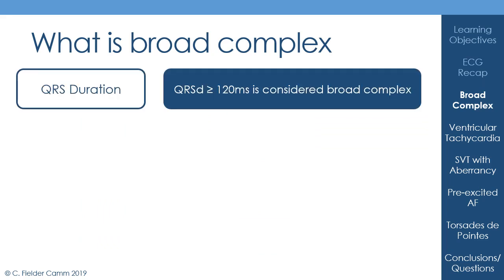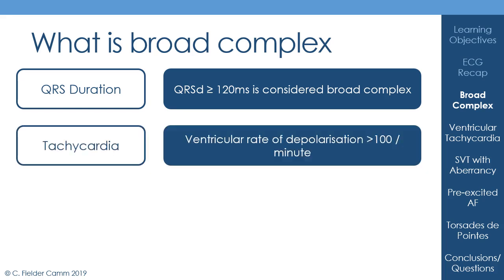So what is broad complex in this setting? Well, as usual, it's defined by the QRS duration. And so if the QRS duration is greater than 120 milliseconds, then that's considered a broad complex rhythm. And in the setting of a broad complex tachycardia, of course, it's got to be a tachycardia. And so the ventricular rate of depolarization has to be greater than 100 beats a minute.